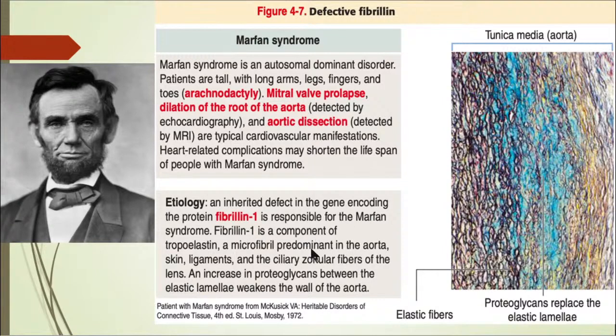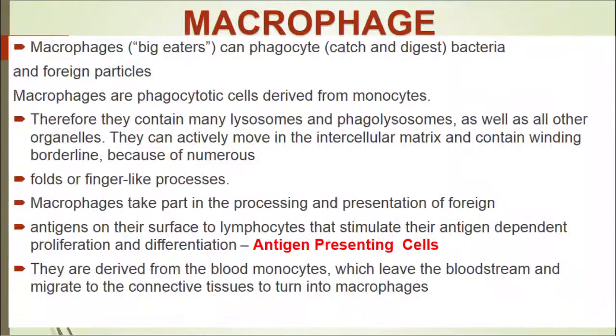So this fibrillin disorder provides the problem with elastic fibers in aorta. And if, for example, talking about Marfan syndrome, it's arachnodactyly, also mitral valve prolapse, and dilation of the root of aorta, aortic dissection can be shown. This is the syndrome, and many of these people die at a young age, but not always.